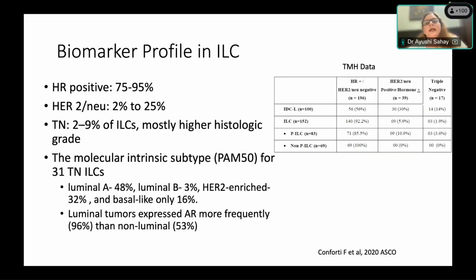Also, in the core needle biopsy, you have to give the biomarkers. In invasive lobular carcinoma, even the pleomorphic variants, it has been shown that most of the time they will be hormone receptor positive. A hormone receptor negative pleomorphic lobular carcinoma can happen, but it is very rare. Very rarely you can have HER2 positive or triple negative. Most of the time, more than 90% of the time, as also shown here in a study from TMH, invasive lobular carcinoma is going to be hormone receptor positive.